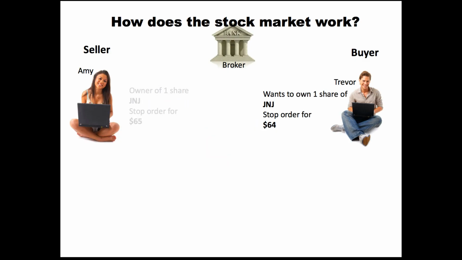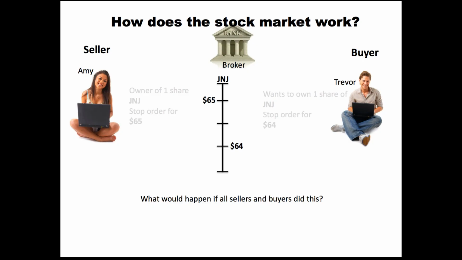So we know that Amy's wanting to sell her one share for $65. Now we have a buyer. We have a guy named Trevor, and he wants to buy a share of Johnson & Johnson. And so he puts in a stop order for $64. Amy's trying to sell her one share for $65 because she wants to make more money on it. But Trevor doesn't necessarily want to buy one share for that high of a price, and he's putting in a stop order for $64. Okay, so let's see what happens.